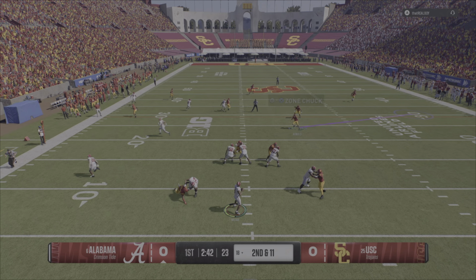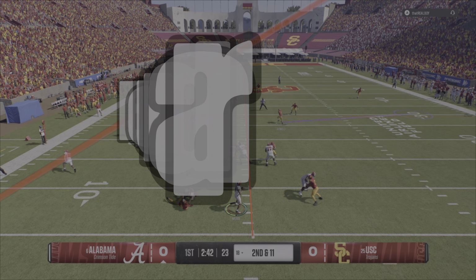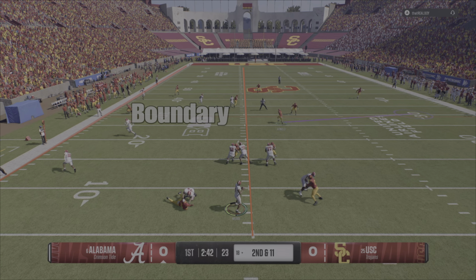All right, so we snap the ball, and we see the primary issue here. So I like to run cover 3 sky. You guys know I hate spot drop coverage, but this is the one instance where I think spot drop is pretty good. And it's because the space on the boundary side is so condensed.